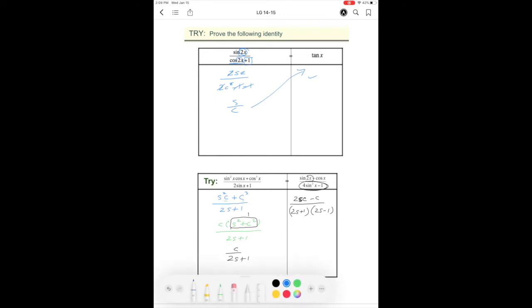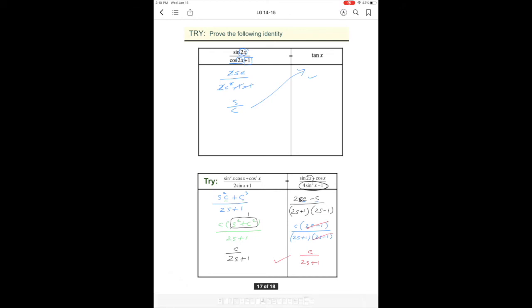Now I can factor the top because I know there's a C there and a C there. So a C comes out. So it's 2S minus 1 all over 2S plus 1, 2S minus 1. And you probably can see now, it takes off. So C over 2S plus 1, and yay, I did it.